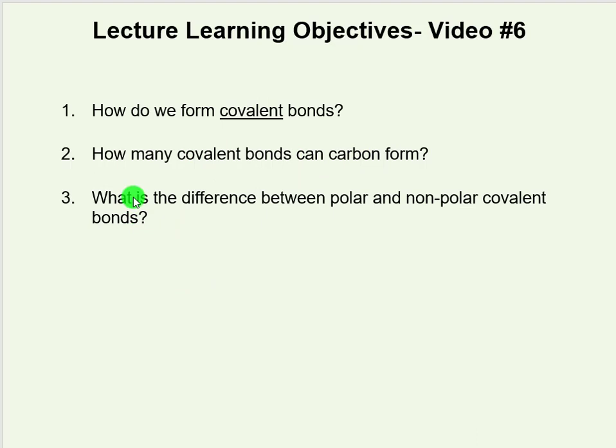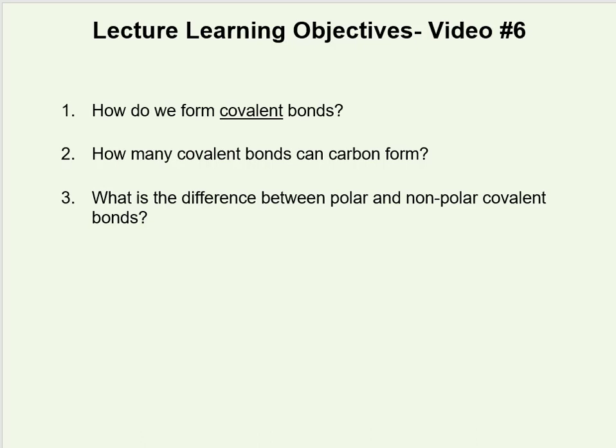And the last one here is what is the difference between polar and non-polar covalent bonds? And so this is going to be a really important theme, this idea of what it means to be a polar molecule or to have polar covalent bonds. And we're going to see that theme all throughout all of physiology. So as we get into covalent bonds, we should recall ionic bonds first.